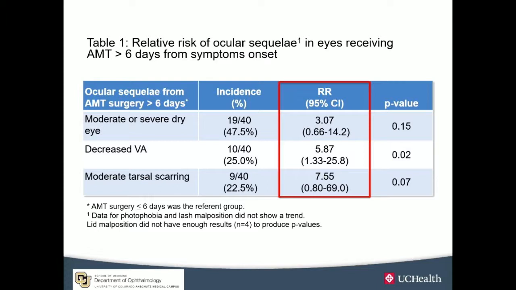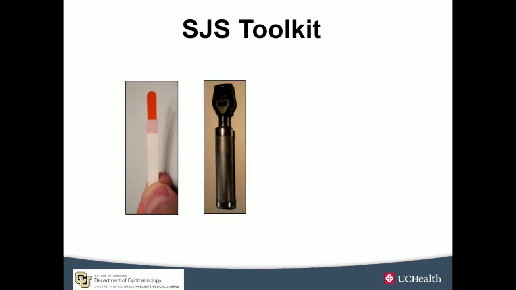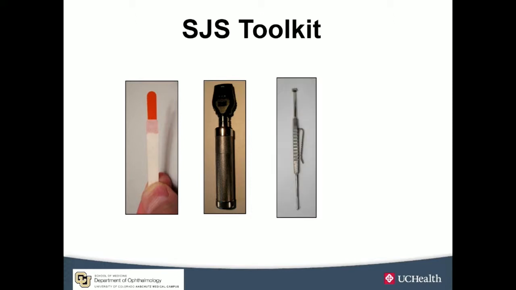So if you're thinking of doing it, do it early. Don't sit on it for a few days and say, oh, we'll check it next week and see how it looks. You don't need a lot of fancy tools to do these exams. I have a fluorescein strip. I use a handheld ophthalmoscope that has a blue light on it so I can see my fluorescein.